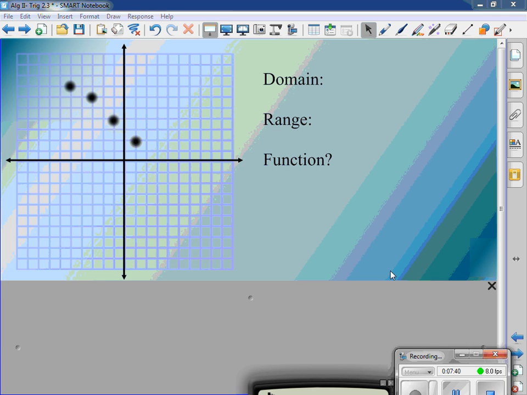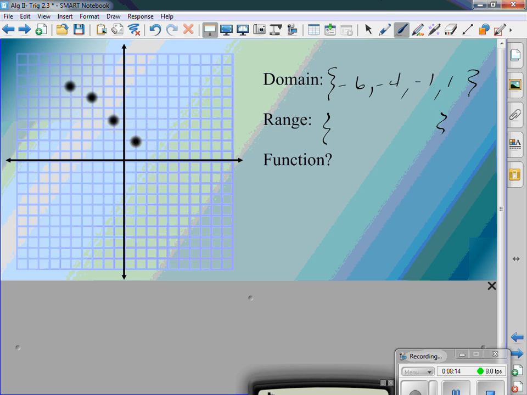Looking at these, my domain. My domain are all of my x values. What are my x values? What's my x value here? It's not 1. So it's -6, -4, -1, and 1. That is my domain. It's all the x values.